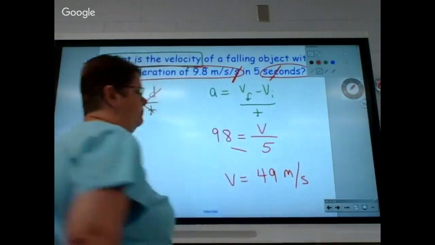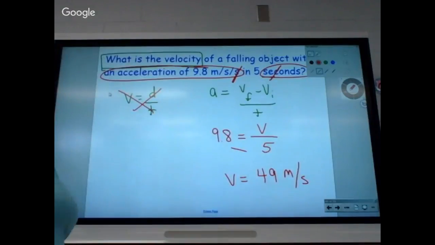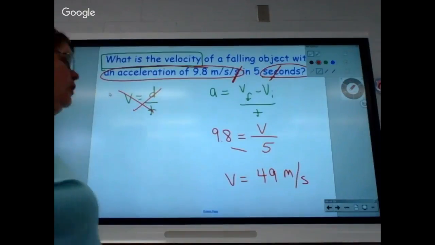You get meters per second. Does that make sense? Okay, we're going to do one more just to show you what happens when you decelerate.